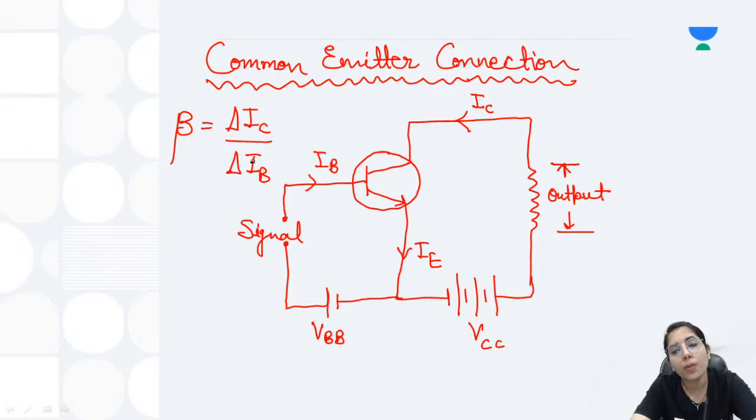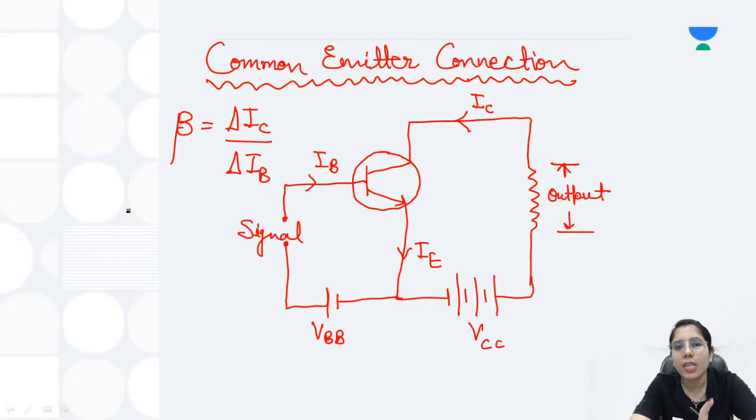While in case of common base, what you have got was 0.9 to 0.99. So that range is less in comparison to the common emitter connection, which will have the amplification factor value lying between 20 and 500. So that is one of the reasons why we prefer to use the common emitter connection instead of common base connection. I hope it's getting clear, but if you still have any doubt, you can mention it and let me know. But if everything is clear, that's great.